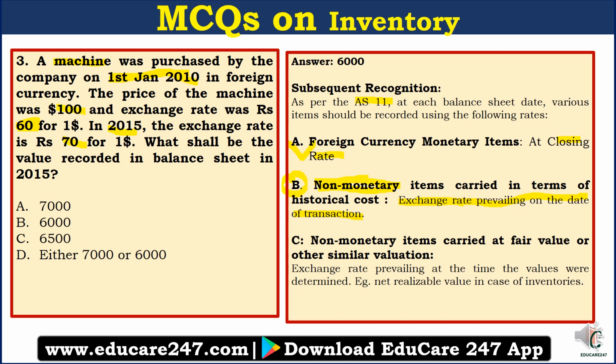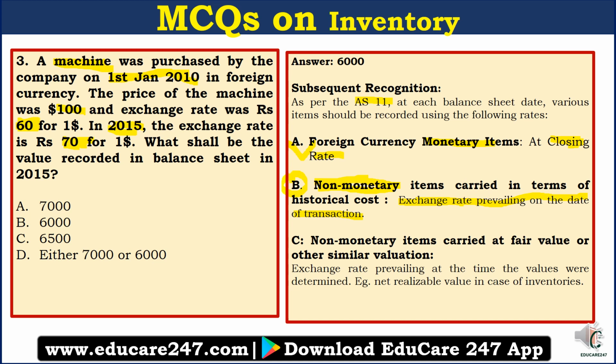So for non-monetary item, it does not matter what is the subsequent exchange rate. For example, what is the exchange rate in 2015? That does not matter for non-monetary items. But if I had taken a loan instead of buying a machine, then I would have to use the exchange rate 70, because for monetary items we have to take the closing rate, right? So the closing rate here is 70. But since machine is a non-monetary item, the exchange rate should be at the date of transaction, that is ₹60.